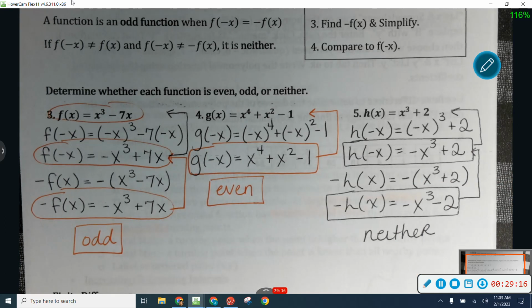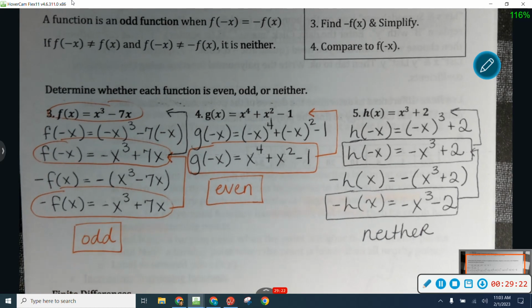So this is why you can't just go off of degrees. You're actually finding if those would be equivalent. If they are, then there's your odd and even. It's that simple. Okay?